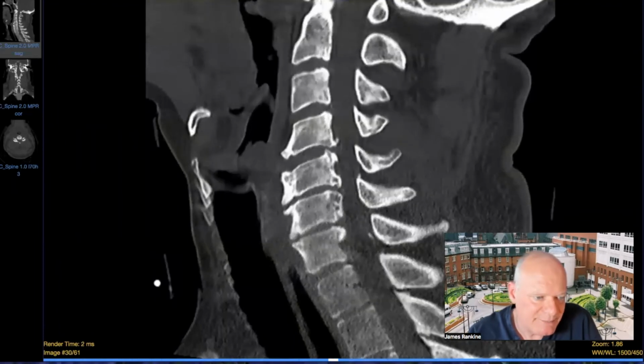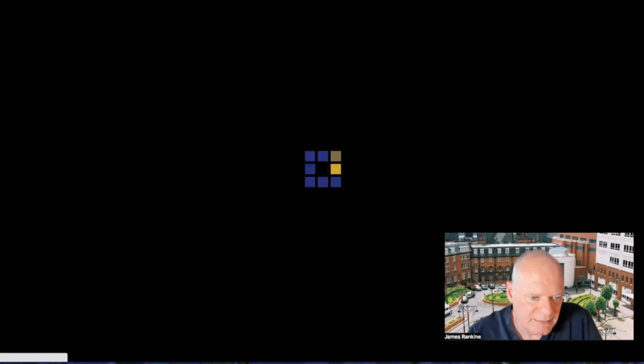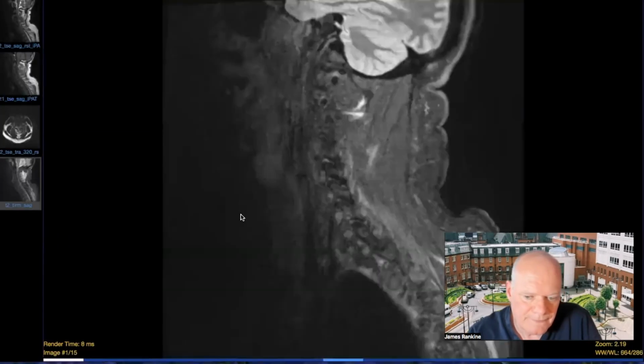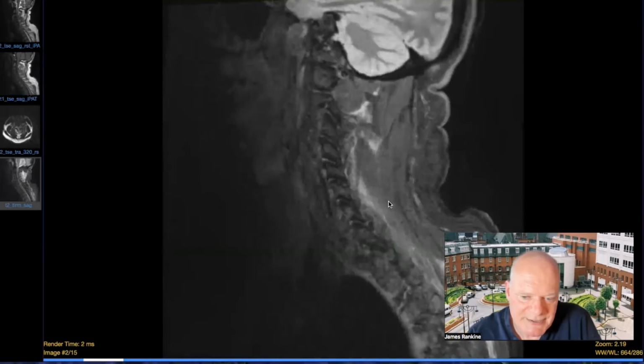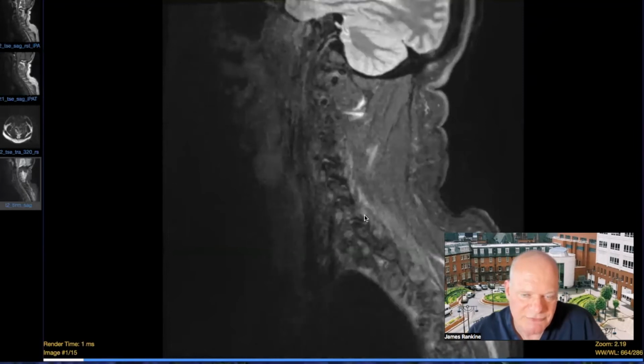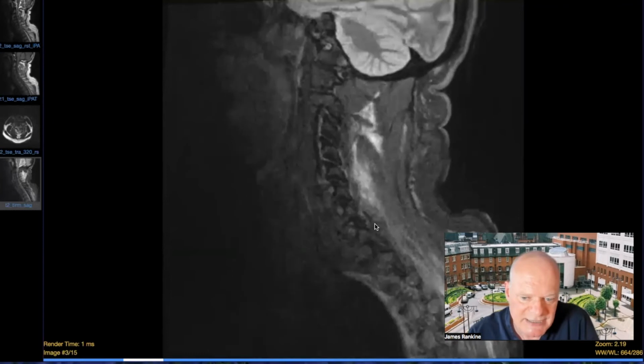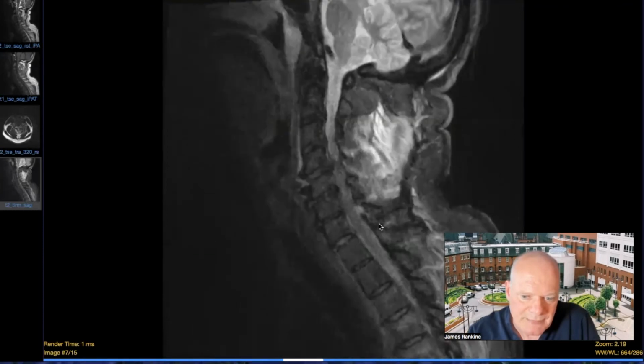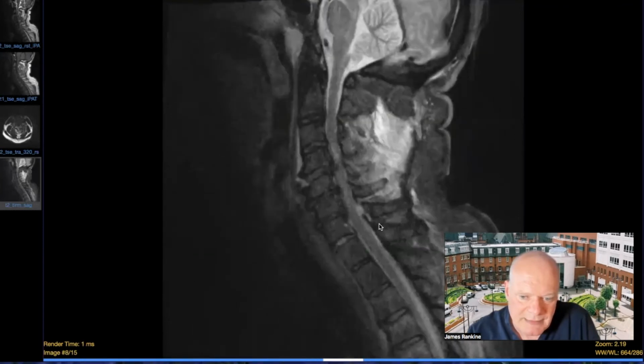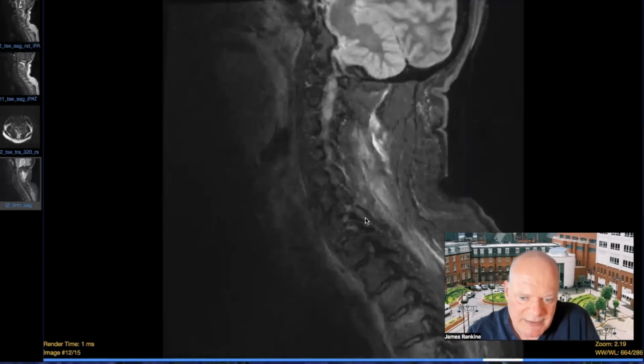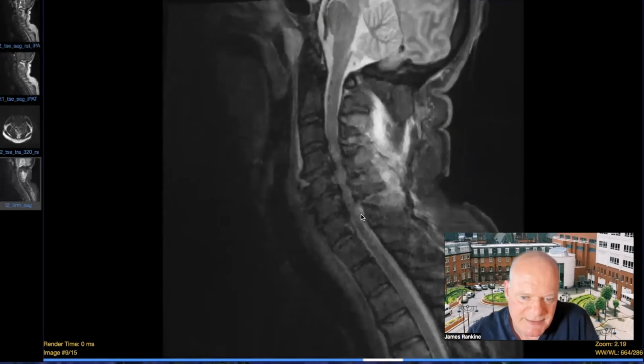So let's look at the MR of this case. And firstly, just on the parasagittal, I've got some edema, but not really marked edema that you would get with a flexion injury. And I've got the edema around here where the fractures are around at the back of the spine.